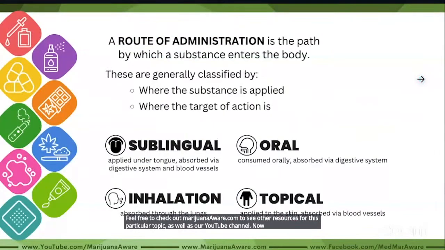Now, when we talk about routes of administration, there are really 4: sublingual, oral, inhalation, and topical. And tonight what we're going to do is talk about inhalation.